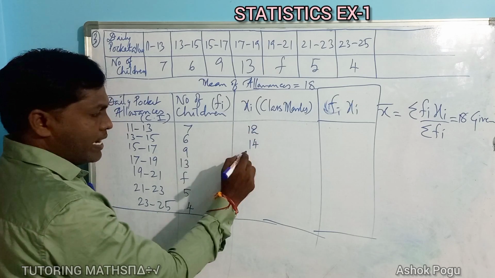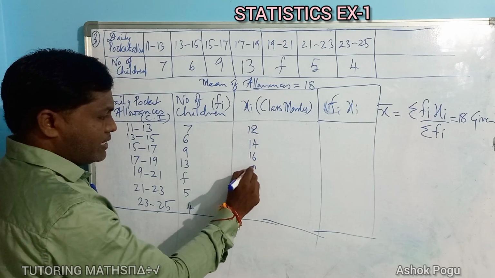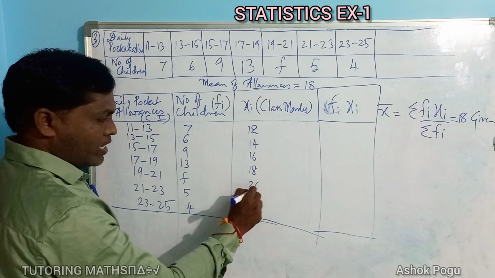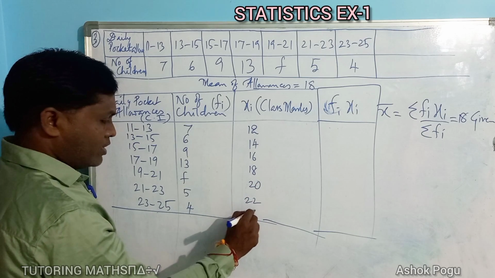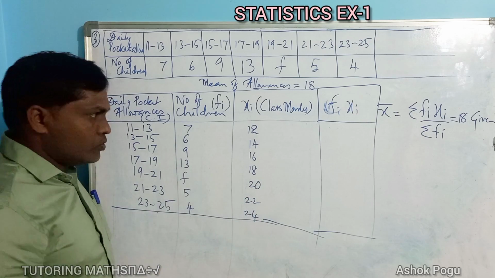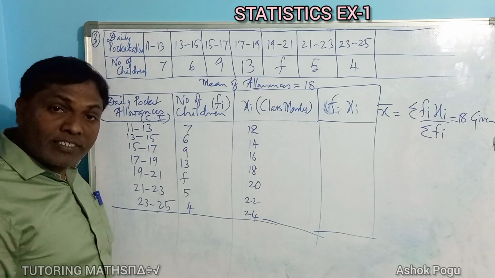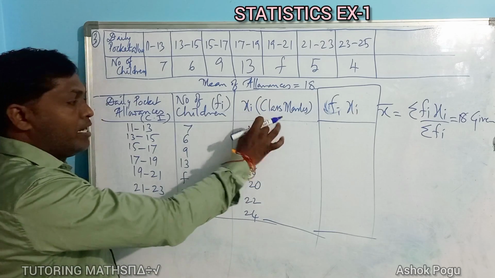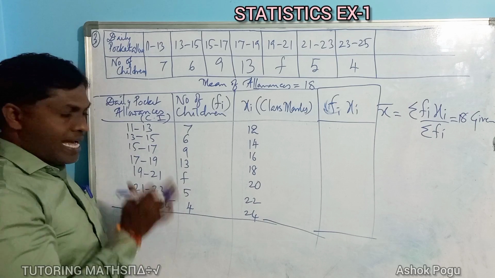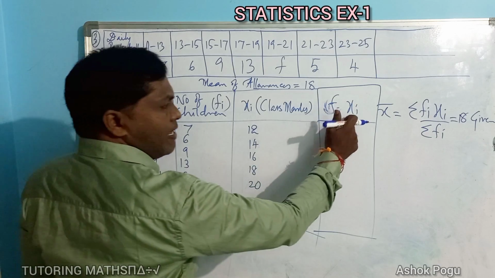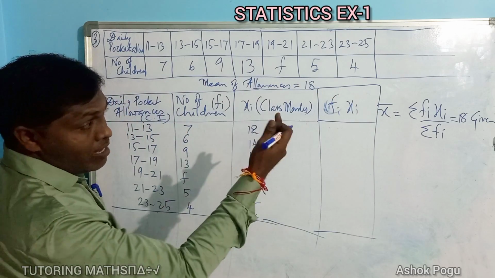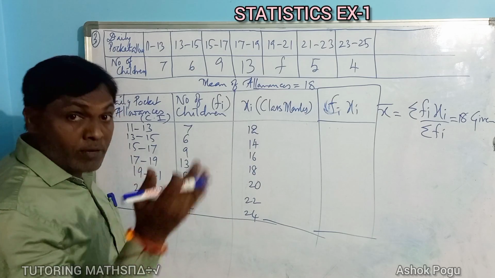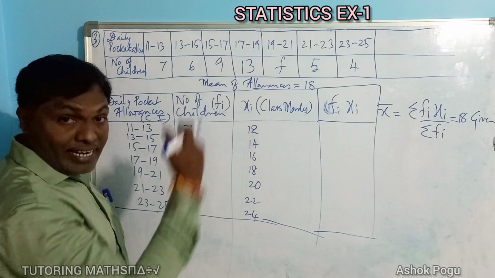12, 14. Next becomes 16, and that is 18. Next 20, 22 and 24. So these are the class marks, also called the mid values of the particular classes. Now coming to the last column, we have fi xi, that is nothing but the product of f and x.